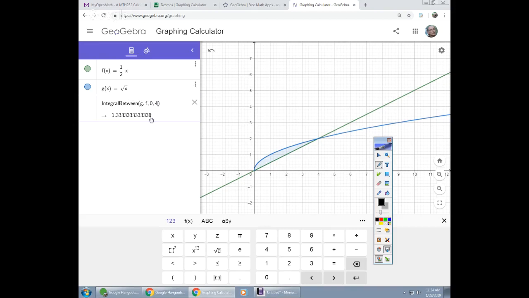It's a little off there at the end. It's using Riemann sums to do it, probably. So it gives me about 1 1/3. It's not going to give me the exact answer. So we're smarter than a computer? Yes, we can give exact answers that the computer can't.